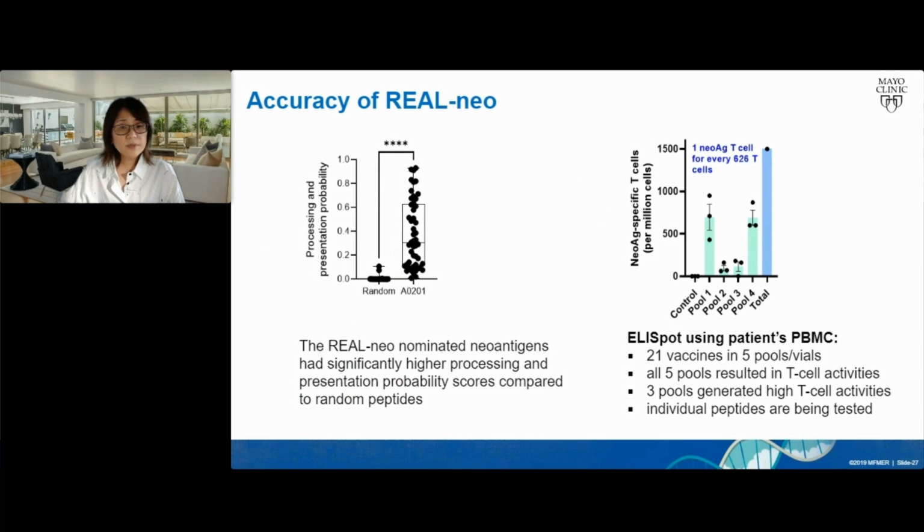We obtained post-vaccination PBMC from the patient and detected T-cell activities after peptide stimulation using ELISpot assays. The 21 neoantigens were manufactured and pooled into 5 vials. All 5 pools resulted in T-cell activities compared to control, and 3 pools had much higher T-cell activities.